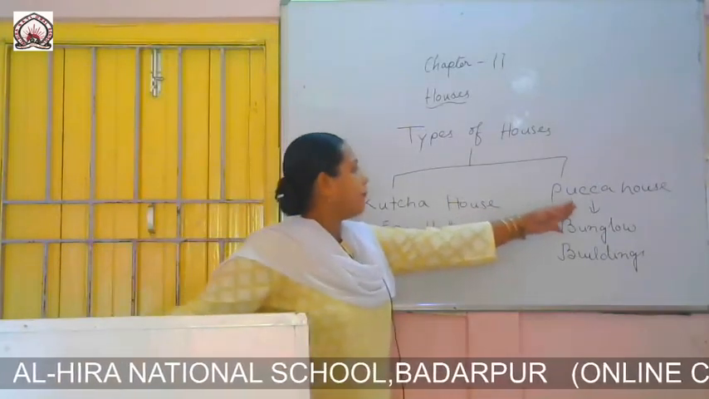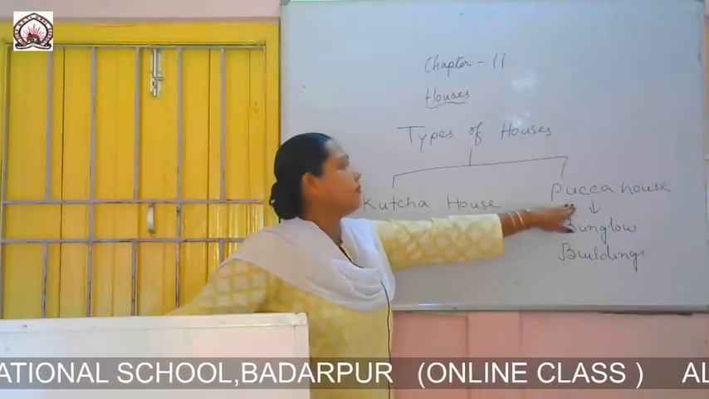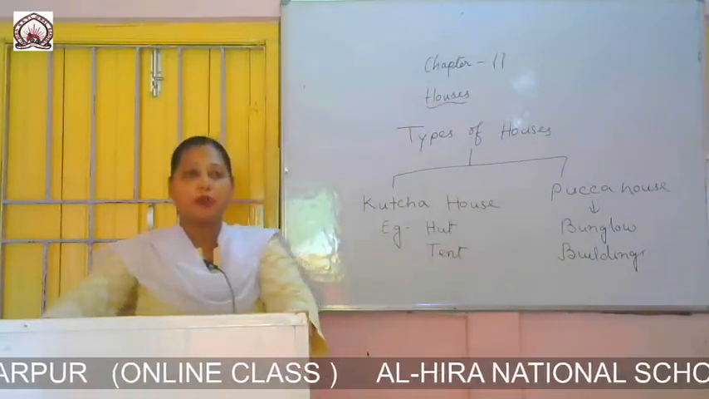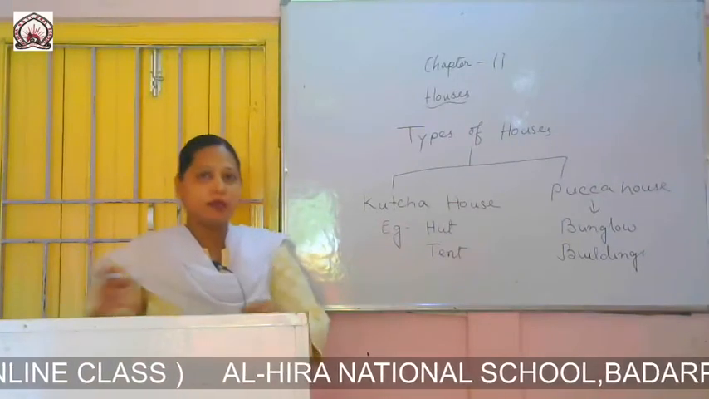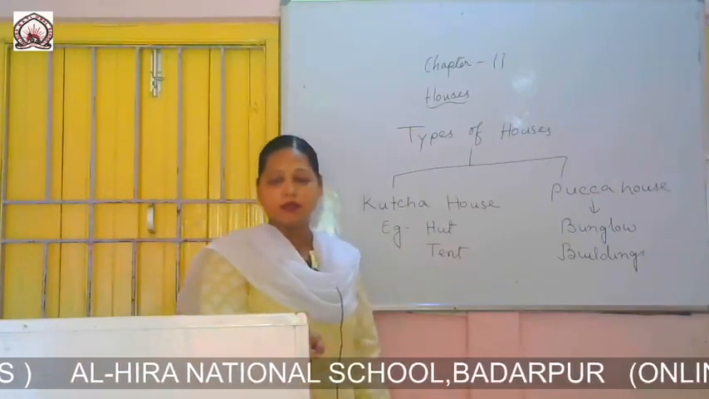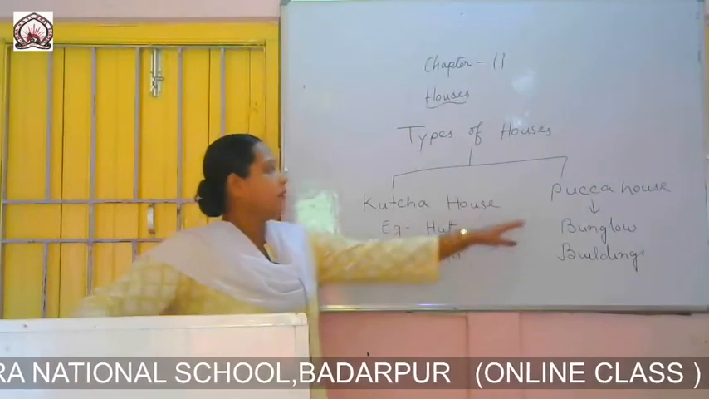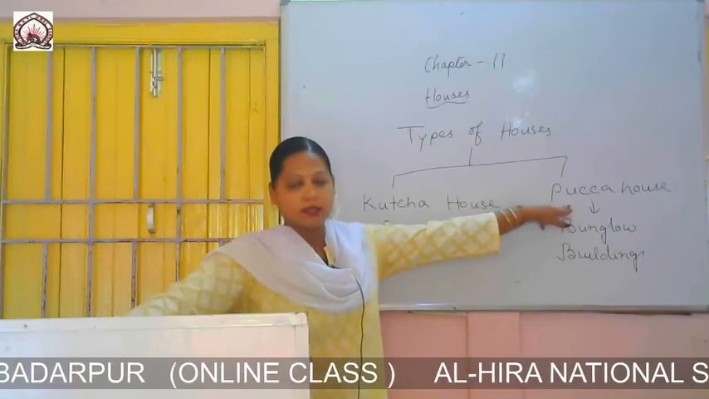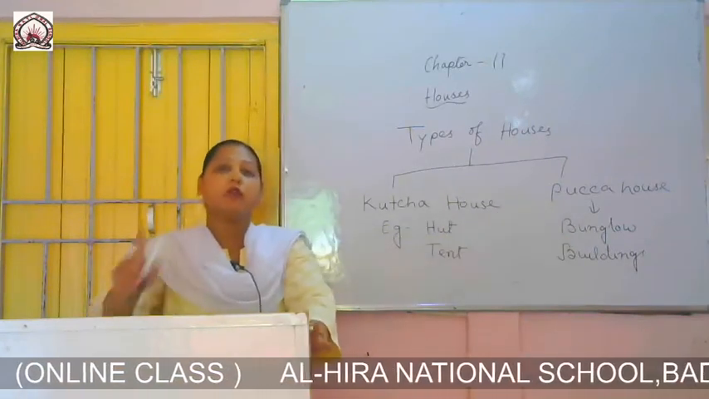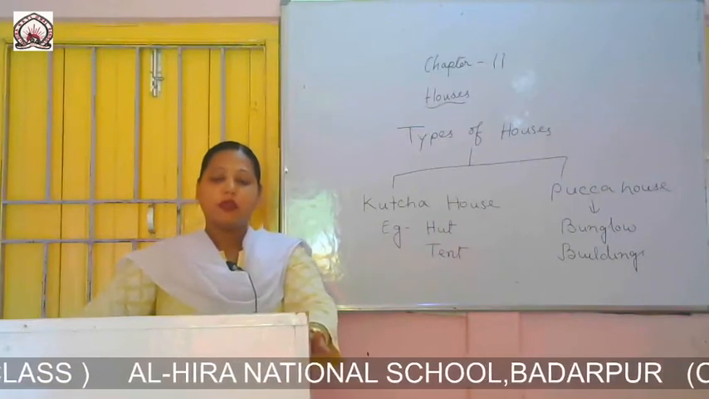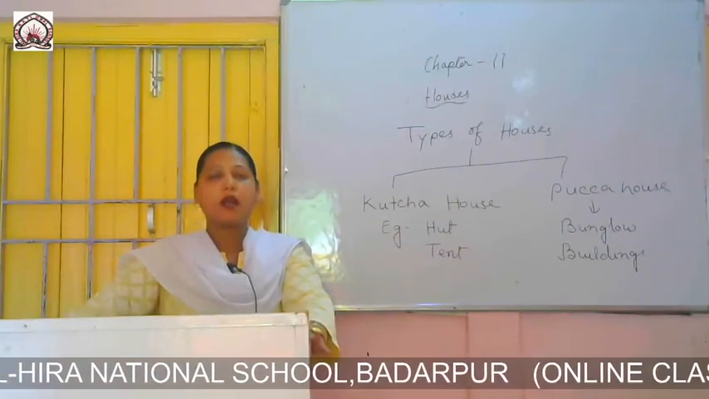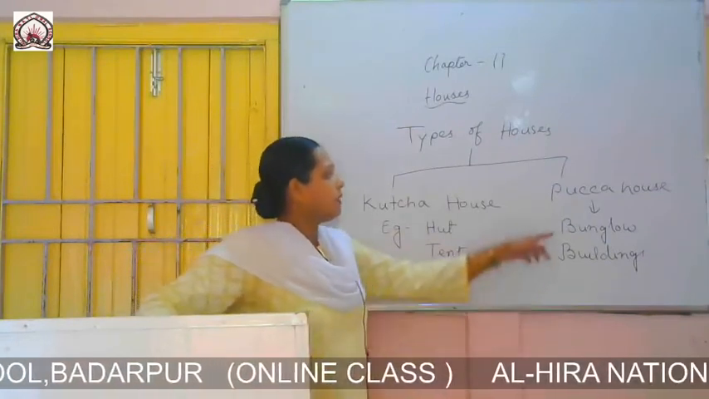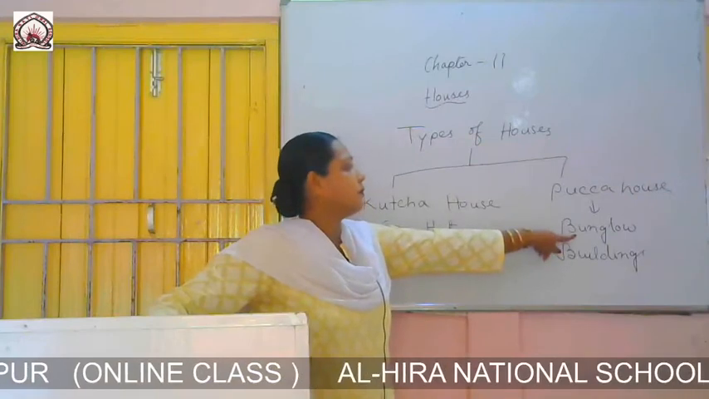Now is our pakka house. What is a pakka house? A pakka house is made up of bricks, wood, cement, iron and steel. And where do we find pakka houses? Pakka houses are found in towns and cities. When people want to live in one place for a long time, they build a pakka house or a permanent house.